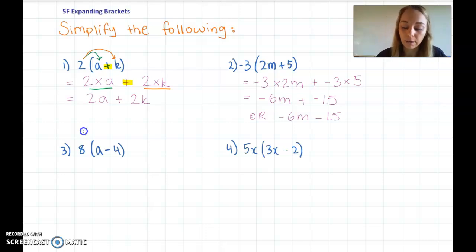term inside the brackets. So again, in the second one, I did -3 times by 2m. That's the first bit. I kept that addition and I brought it down to the next line. And then I did -3 times +5. Which resulted in -15. So if you feel like, oh, that makes a little bit of sense, and you would like to pause the video and try number 3 and try number 4, then go for it. If you want to look at a couple more examples, that's fine too.